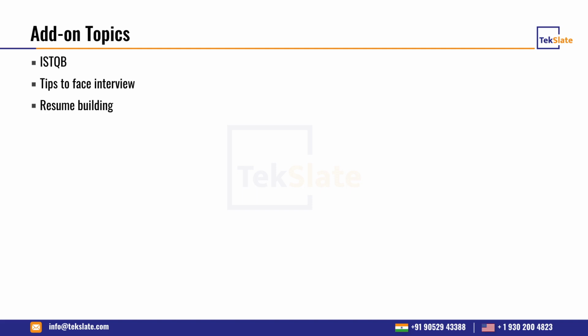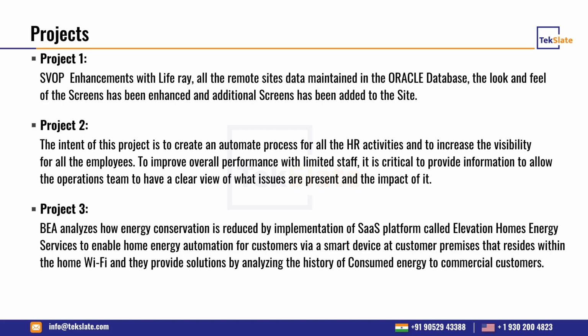And in the next slide, this is the project. We have three projects. Project one is based on the SOP and enhancement lifecycle. The second is an automated process for all HR activities. And the third project is how energy consumption is reduced, through the implementation of a SaaS platform called elimination energy service. For all these three projects, students need to complete them with guidance from me.